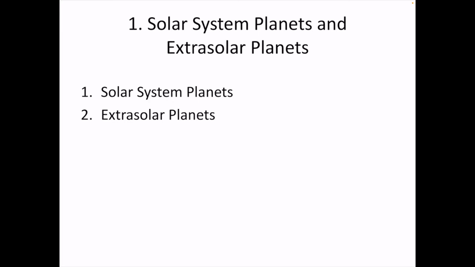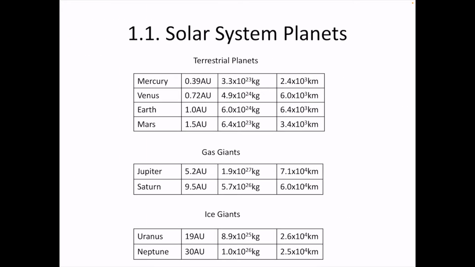In the first part, we studied solar system planets and extrasolar planets. In the first subsection, we studied the solar system planets. In the second part, we studied extrasolar planets. First part is the solar system planets. This is a list of the planets.